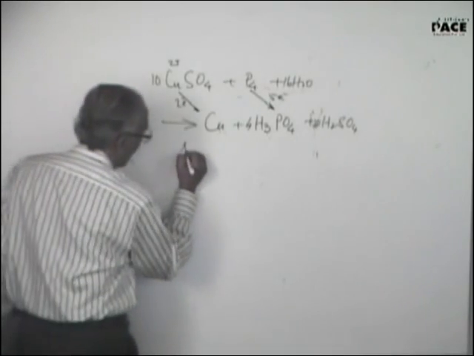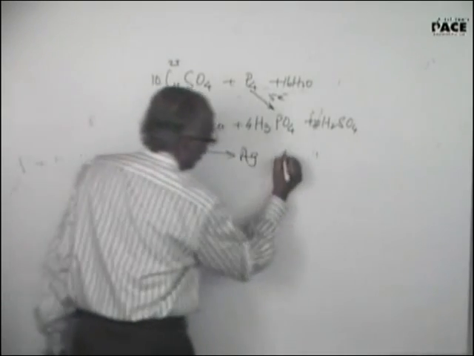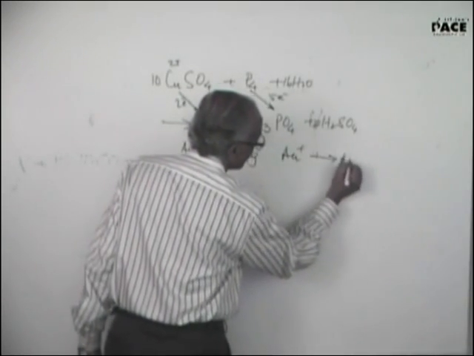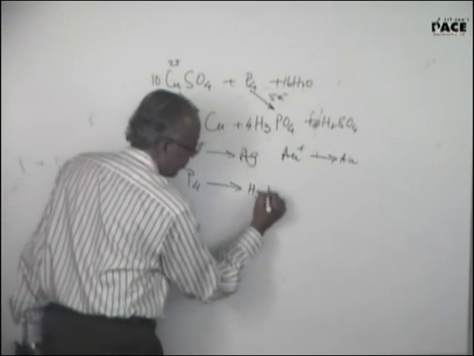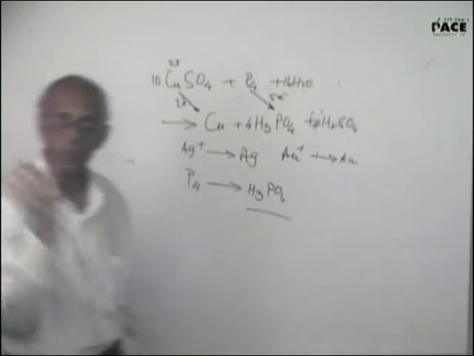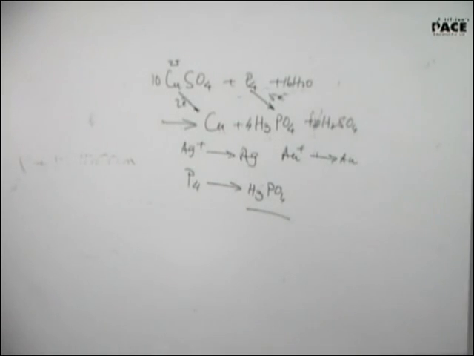It reduces silver plus to silver, gold plus to gold, and phosphorus goes to phosphoric acid. So when white phosphorus reduces silver ion to metallic silver, or gold plus to metallic gold, it gets oxidized to phosphoric acid. So one is a 1 electron change, another is a 5 electron, 20 electron change. So you require 20 moles of silver nitrate per mole of white phosphorus.